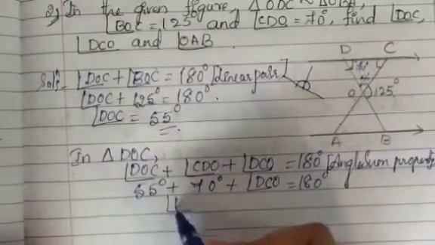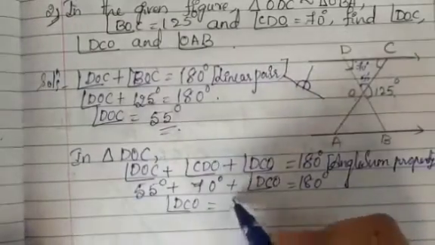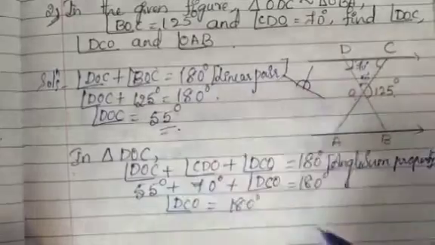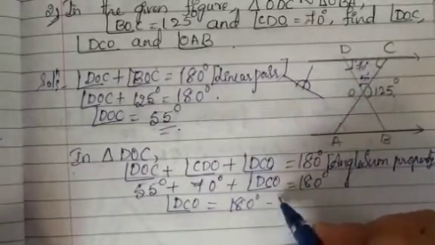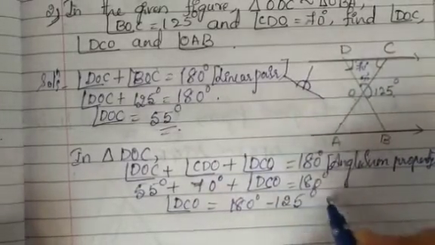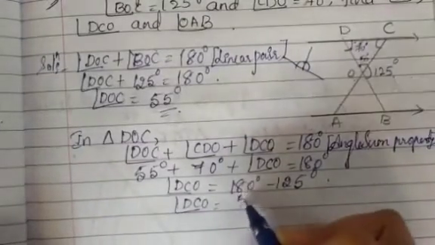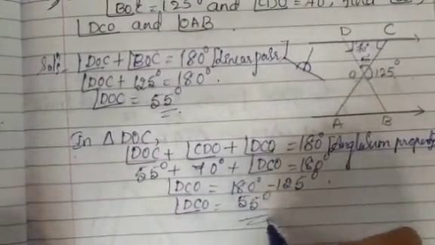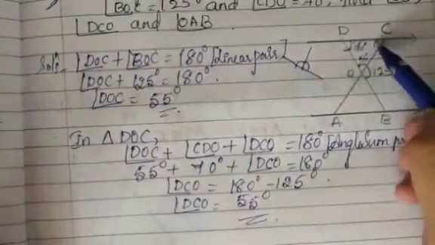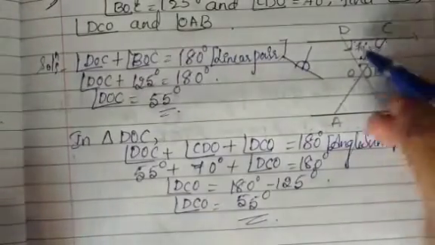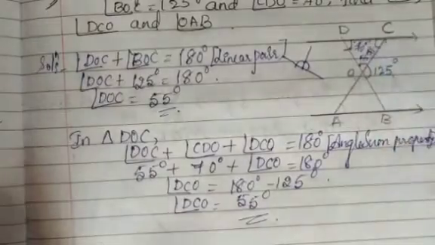So I am going to get the DCO value. 55 plus 70 means I am going to get 125 degrees. So 180 minus 125 degrees, I am going to get the DCO value as 55 degrees here. So what is this DCO? I am getting 55 degrees here. This is also 55 degrees.